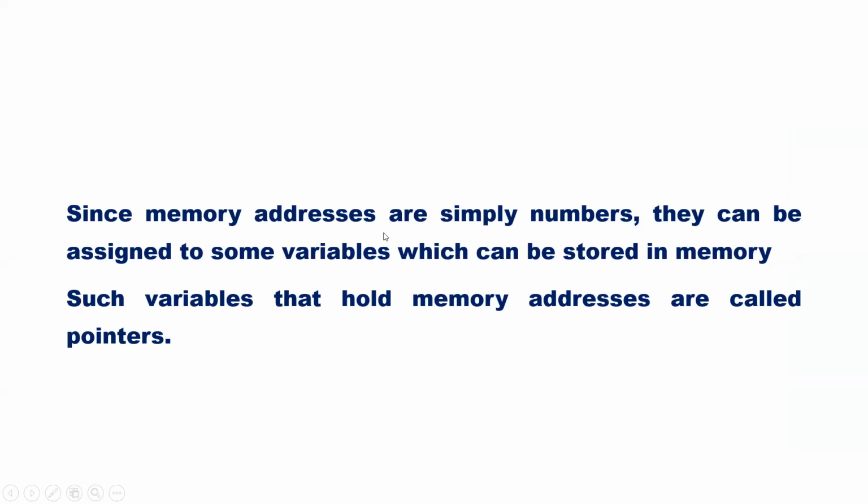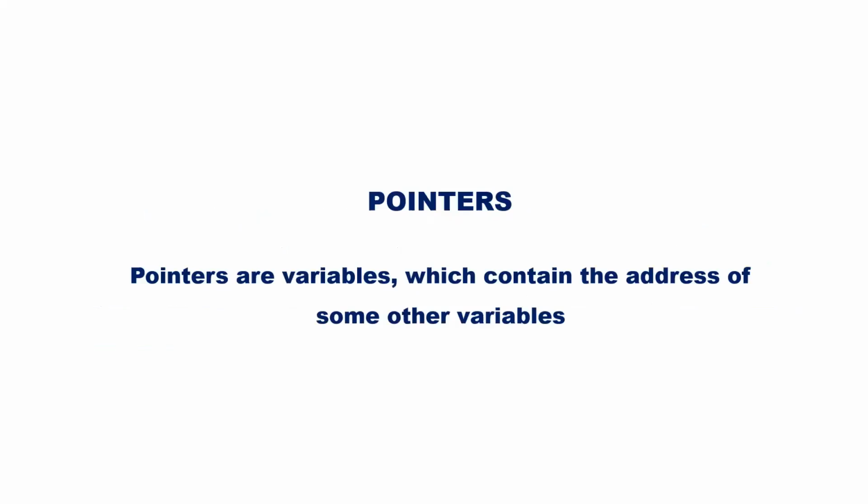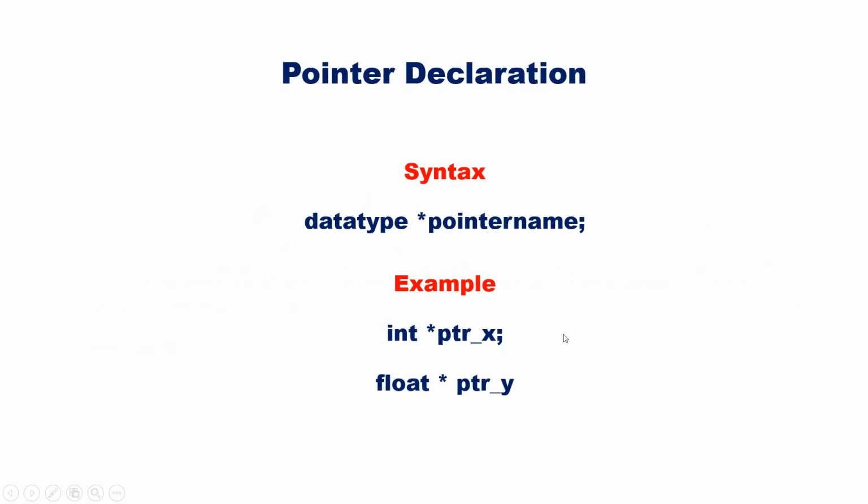Since the memory addresses are simply numbers, they can be assigned to some variables which can be stored in memory. Such variables that hold memory addresses are called pointers. Pointers are special variables that hold the address of another variable. So pointers are variables which contain the address of some other variables.